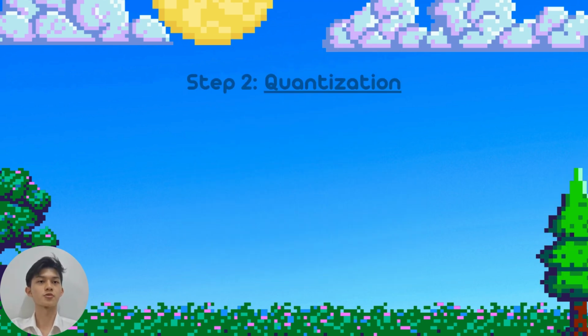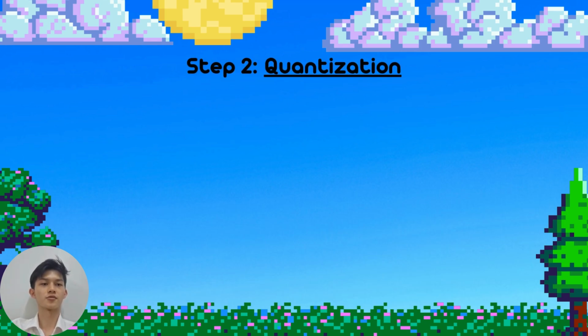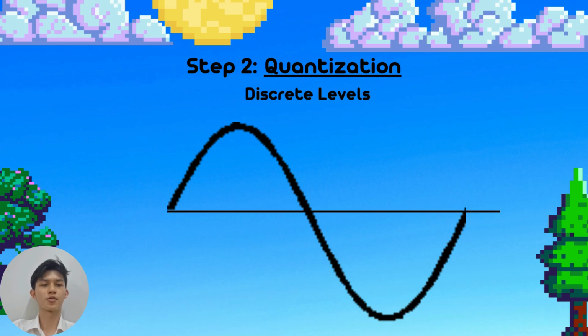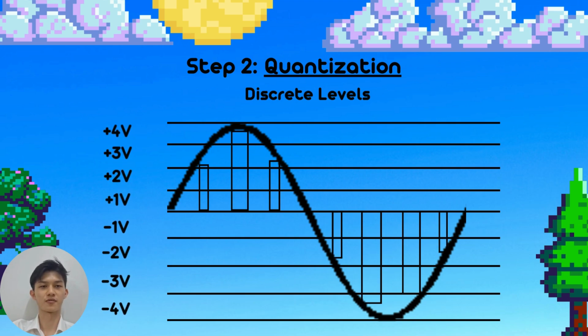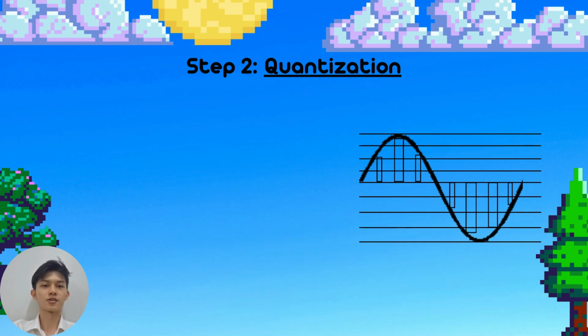The second step is quantization, where analog signals are converted into discrete levels. The information signal is sampled into a number of segments, where each segment represents a specific voltage value. Here are a few terms we need to understand about quantization.